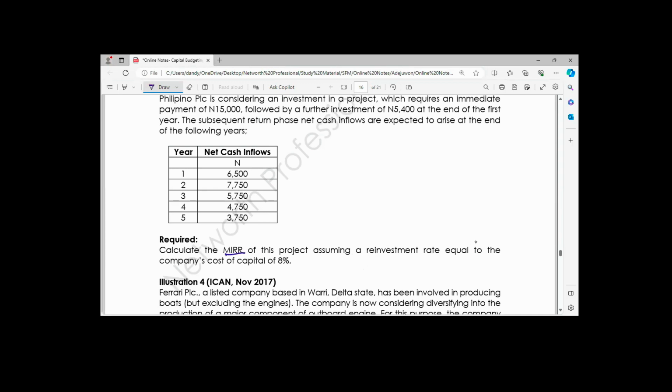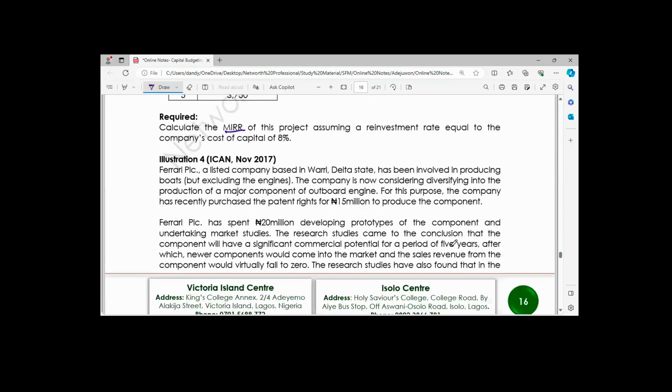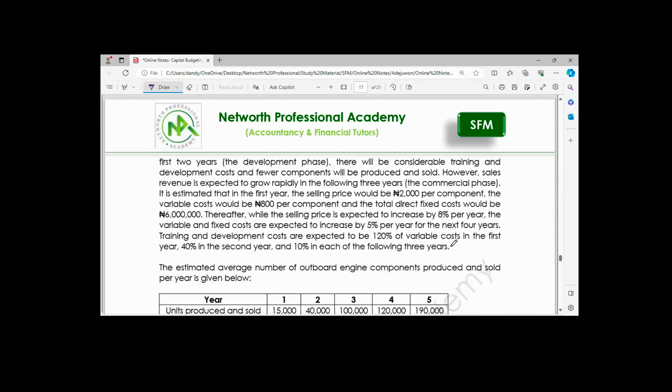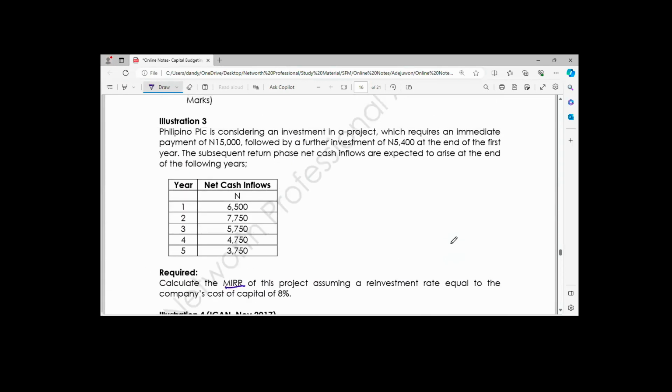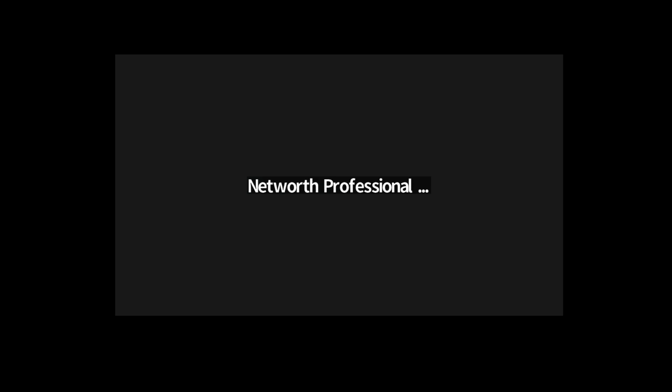So with this, how am I going to calculate my modified internal rate of return? Like I explained to you earlier on, I can either use the terminal value method or the present value method. Please let me stop sharing and switch to the working notes.